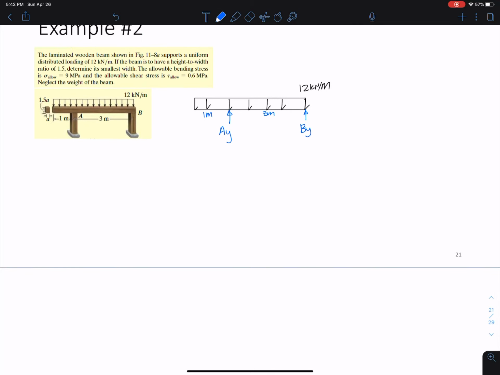So to get AY and BY, I'm going to sum moments about point B, set them equal to 0, and let's just write in here, we have 12 times 4, so we have 48 kilonewtons for that resultant of the distributed load. Okay, so now I'm going to have a negative AY times 3, and then I have a plus 48 times 2 away from BY, and that's going to be 0. And here I would get AY equals 32 kilonewtons. And then summing up forces in the Y direction, I would get 16 kilonewtons for BY.